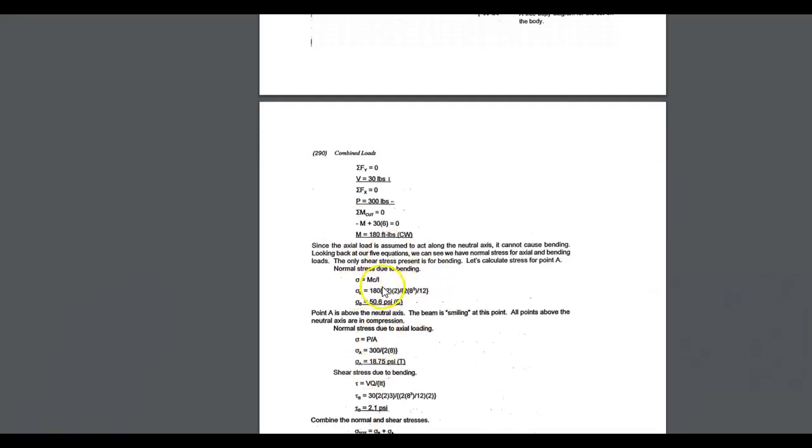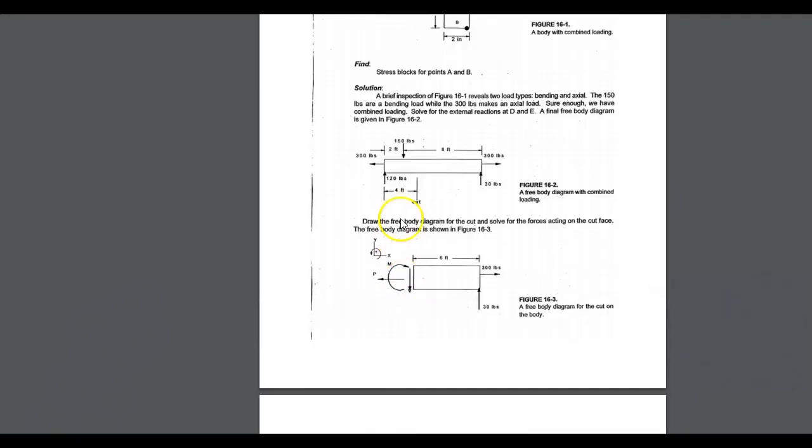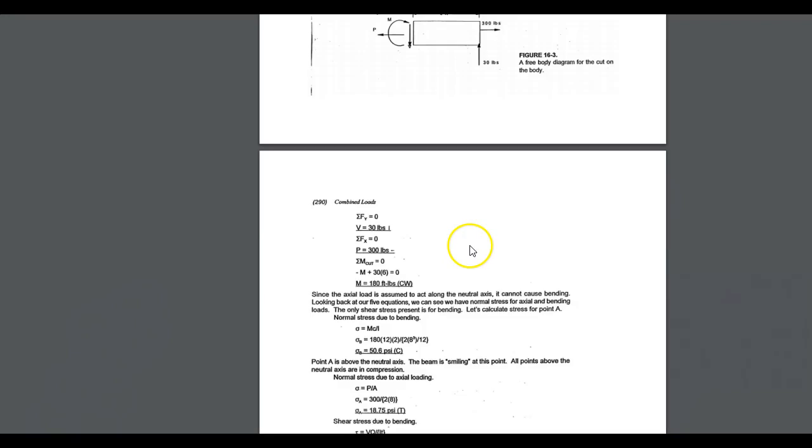We find sigma equals MC over I, or My over I is the way that our book termed it, because at B, of course, we are going to use C because it's the maximum distance from the neutral axis, but A is just halfway between.